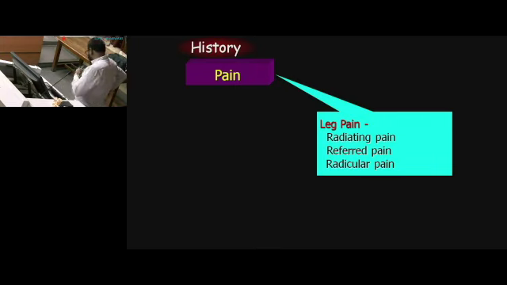How will it present? The pain will start from the buttock, the back of the thigh, and it will go along the lateral aspect of the leg. If it is L4 radicular pain, it will go along the medial aspect of the leg. If it is S1 radicular pain, it will go along the posterior part of the leg, along the calf muscles. So by history alone, we can make a differential diagnosis of which radiculopathy we are dealing with, whether it is L4, L5 or S1 radiculopathy.